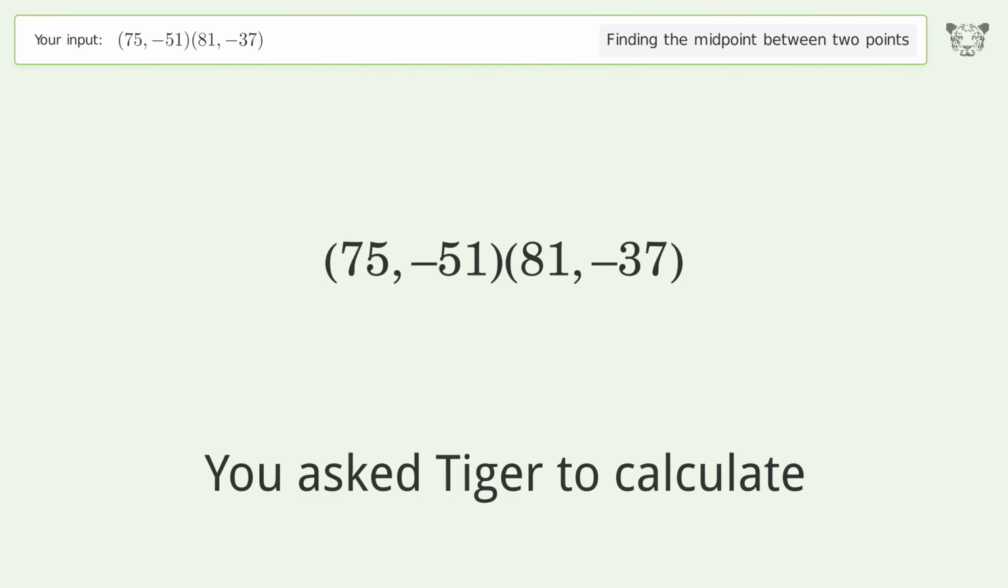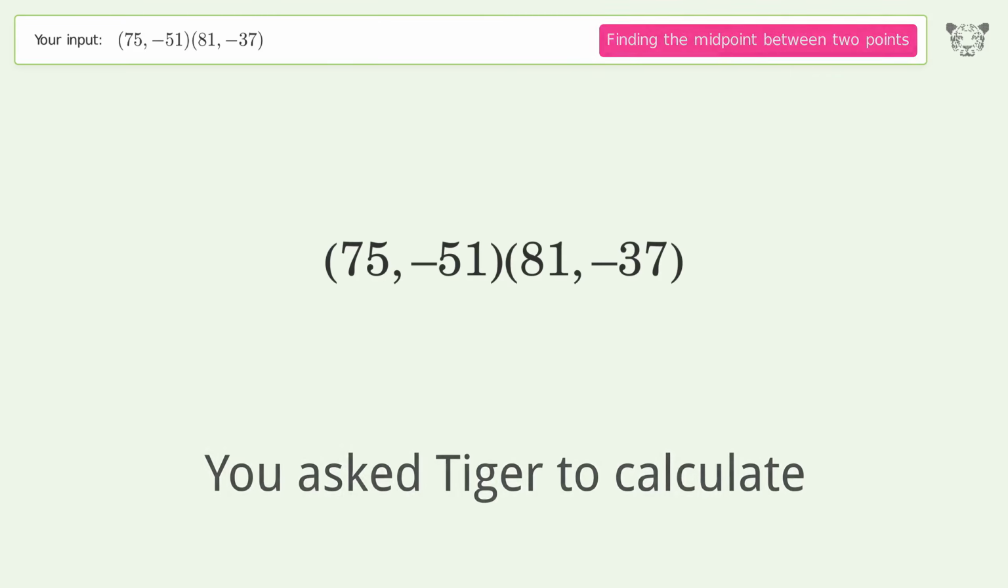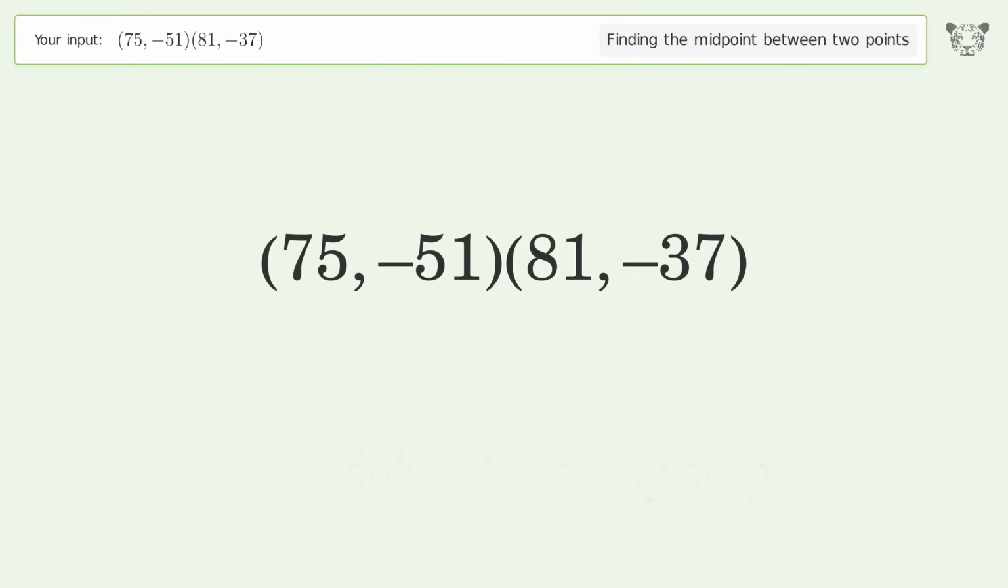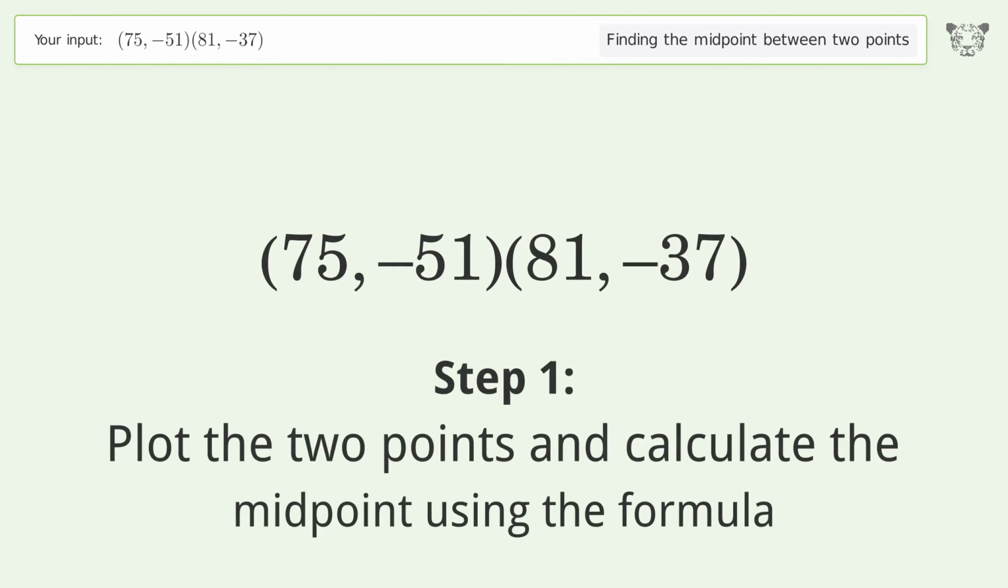You ask Tiger to calculate. This deals with finding the midpoint between 2 points. The midpoint between the 2 points is 78, negative 44. Let's solve it step by step. Plot the 2 points and calculate the midpoint using the formula.